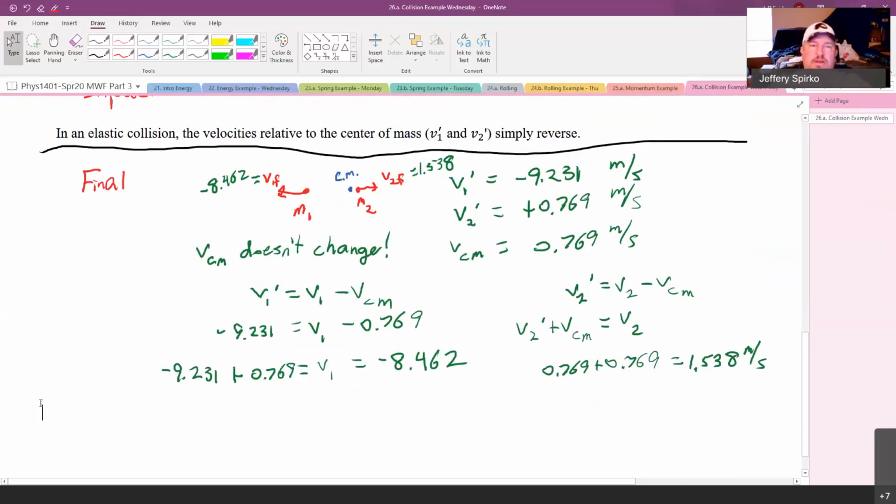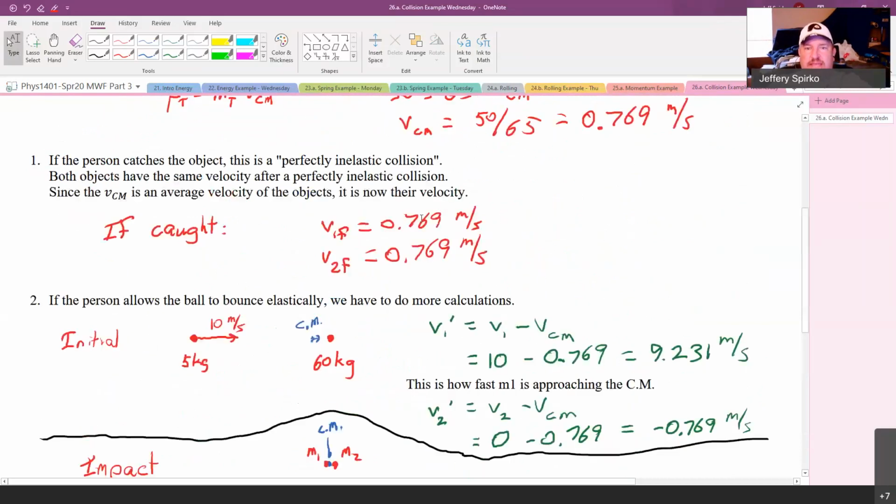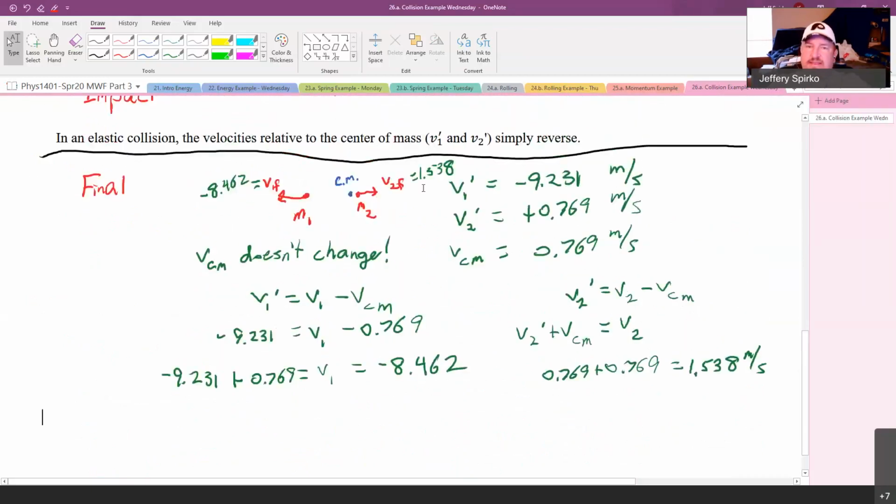So now we know what happens to the person when the ball bounces off of them. Notice that if they catch the ball, they only gain just under 1 meter per second of velocity. If the ball bounces off them, then they gain 1.538 meters per second of velocity.